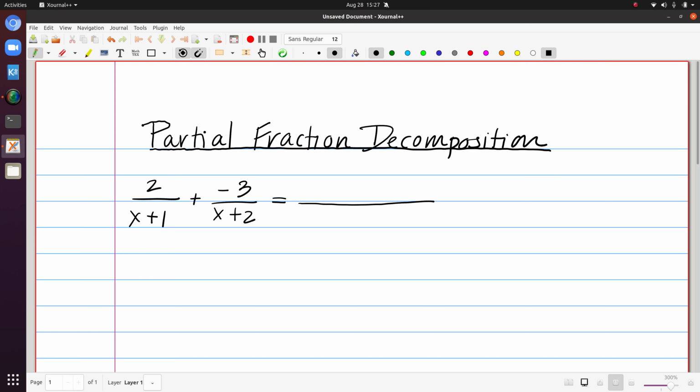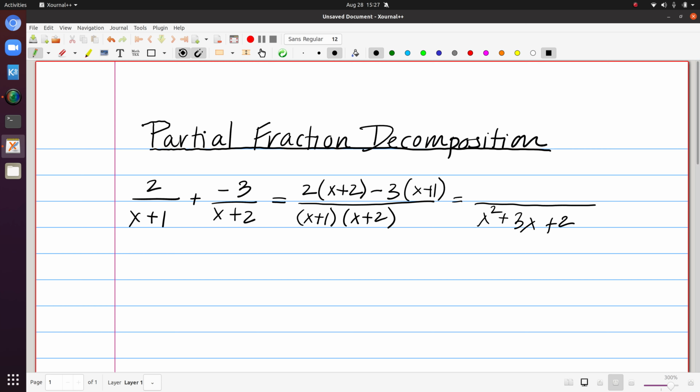which is the product of the individual denominators. And then think about, in some sense, cross-multiplying. So we would get 2 times the quantity x plus 2 minus 3 times x plus 1. Now, we could simplify this a little. The denominator here can be expressed as x squared plus 3x plus 2. And the numerator, I have 2x and I have minus 3x. I have 4 and I have minus 3, so that becomes 1 minus x.